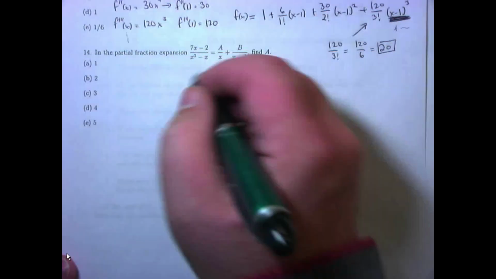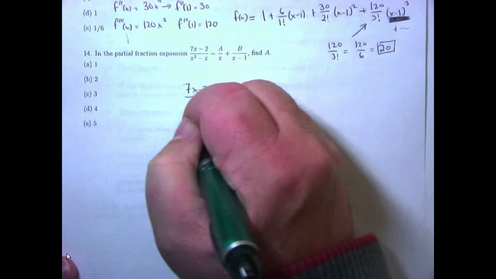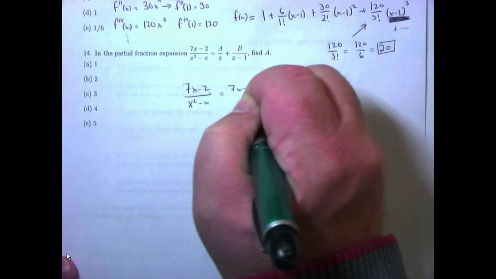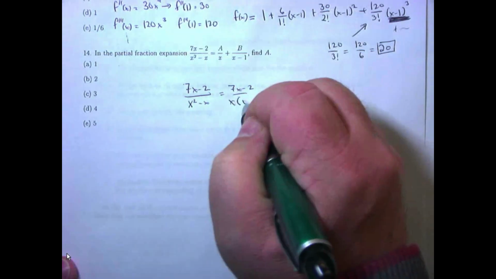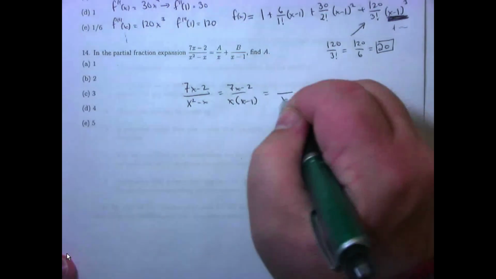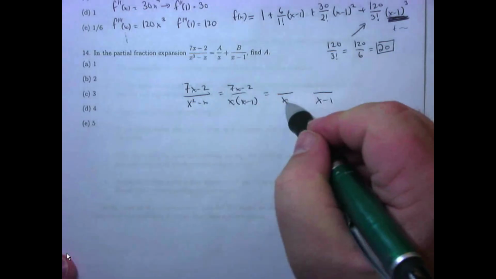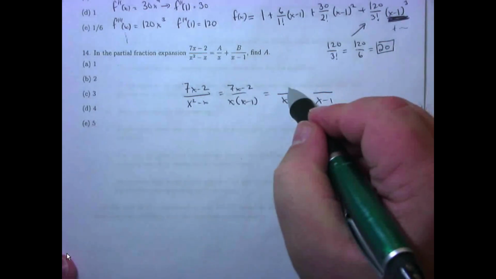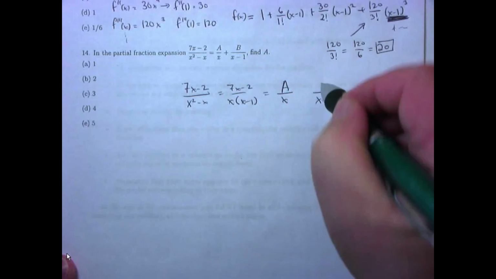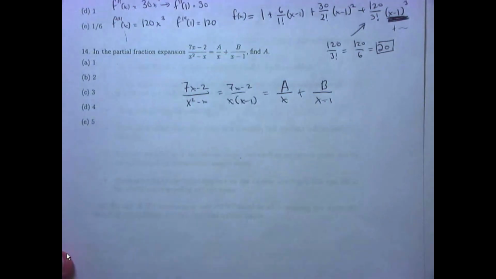If I want to figure out the partial fractions, they were nice enough to let me know this thing factored. So this is 7x minus 2 over x squared minus x, but that's equal to 7x minus 2 over x times (x minus 1). And they broke it into, obviously, x and x minus 1. Since this is degree 1, this has to be a degree less, which is degree 0, so this has got to be a constant. This is degree 1, so that's got to be a degree less, degree 0, so that also has to be a constant. So they even set it up for me here.